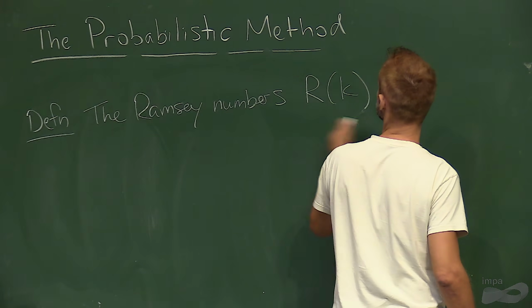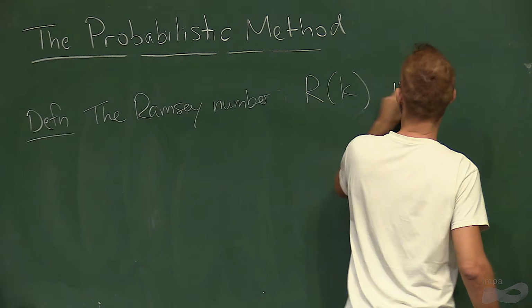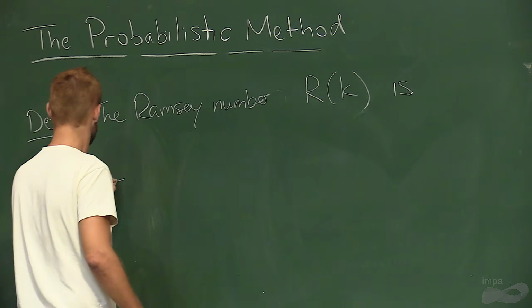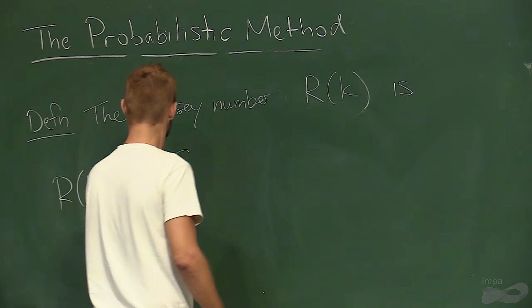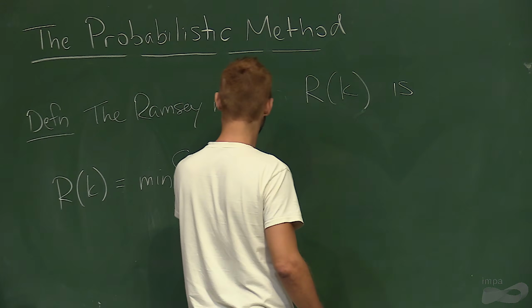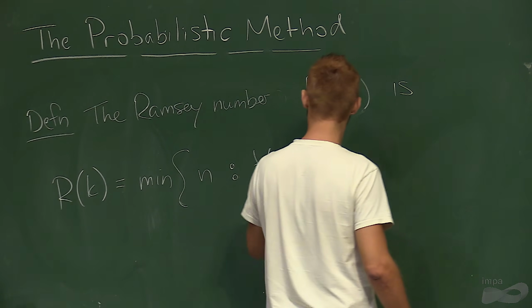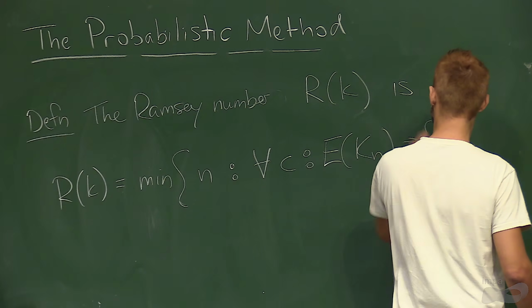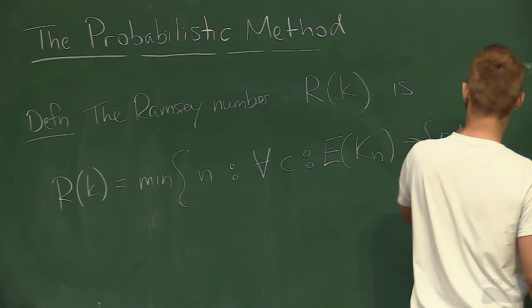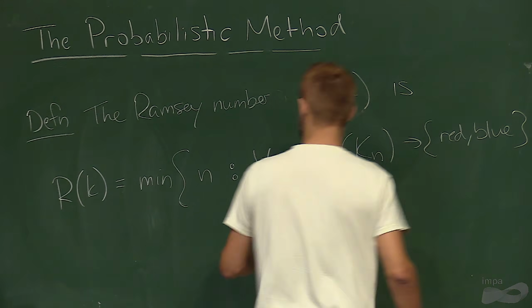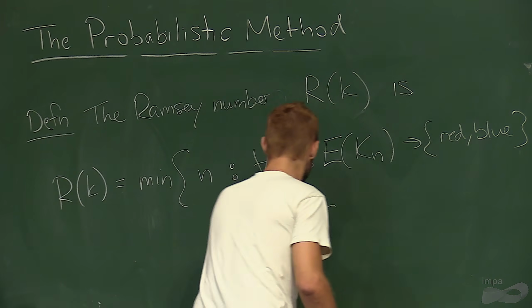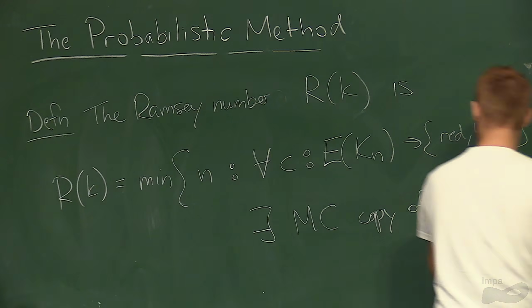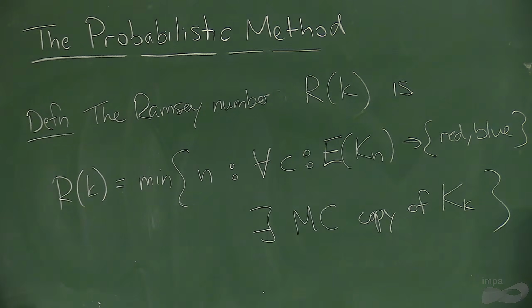The Ramsey number R_k is the minimum n such that for every coloring of the edge set of the complete graph with n vertices with two colors, there exists a monochromatic copy of K_k, meaning a monochromatic clique on k vertices.